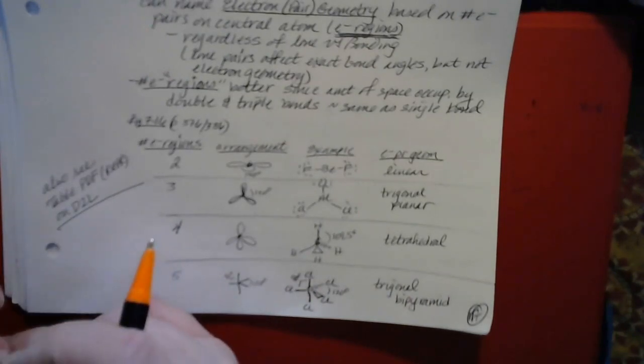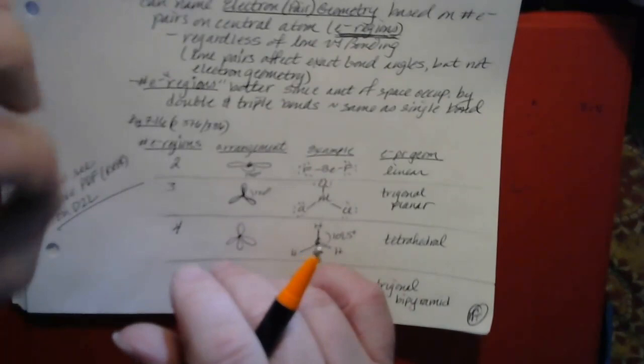So be sure to look for that. Also, let's see, moving on. When you have four regions of electrons around the central atom, then things get a little more complicated.